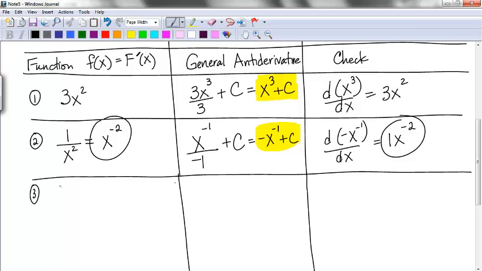Okay, third example. Say I have 1 divided by 2 radical x. Again, rewrite this. Radical x is actually x to what power?